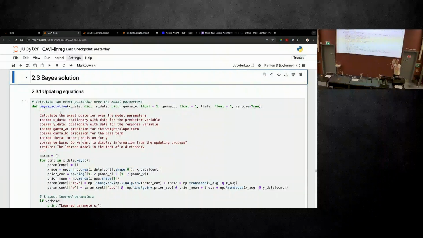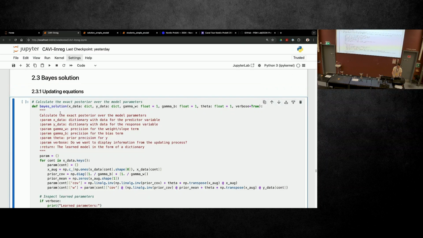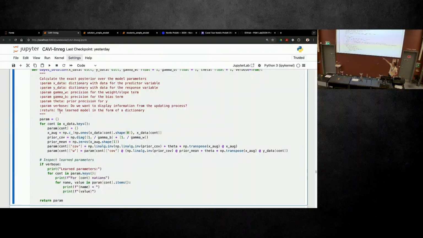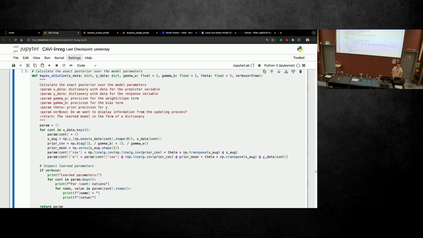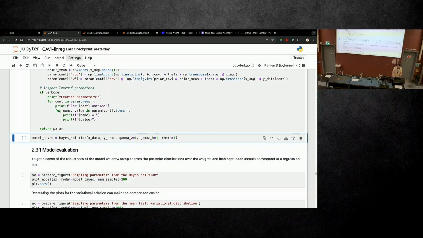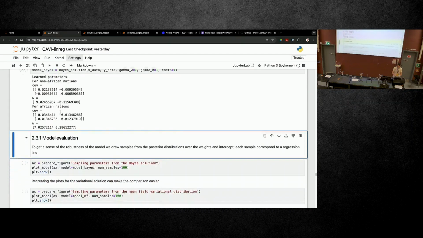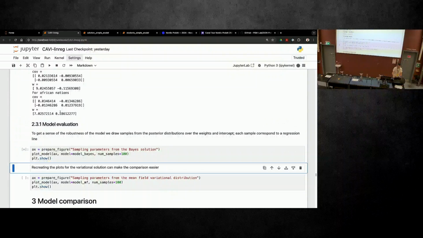Since this is just Bayesian linear regression, we can also do exact solutions. So we can actually find the exact Bayesian solution, and this is what you can find here if you take a closer look at the updating rules that have been implemented here. But this is just a full Bayesian solution that you go through. We find that here, and we learn the parameters, and these are the results that we end up with. And we can do a bit of evaluation here.